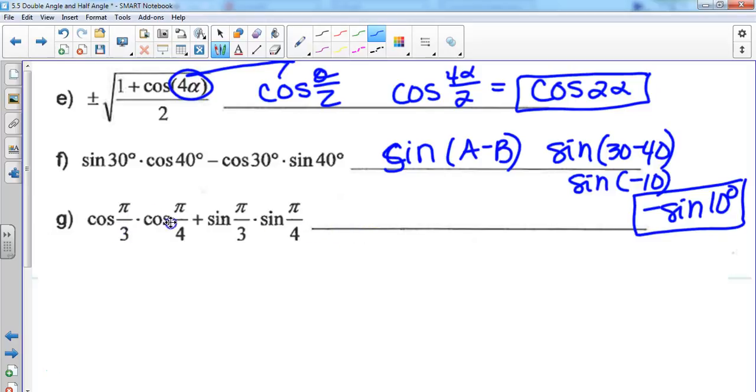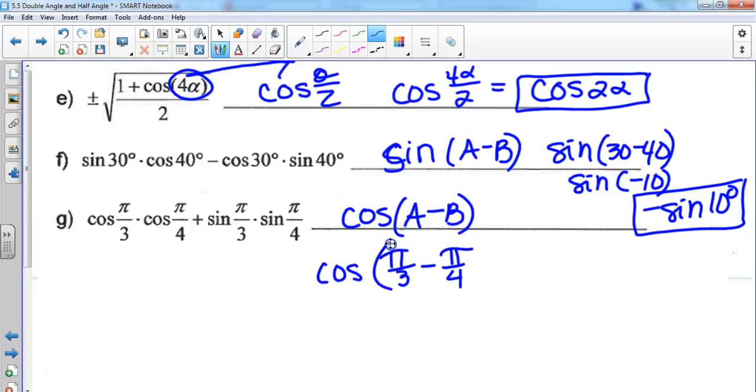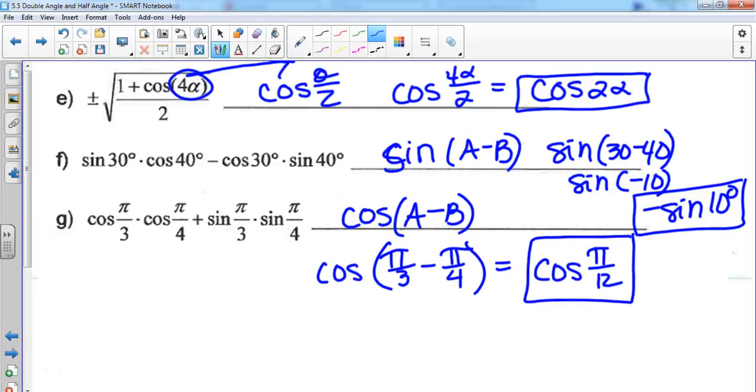Last one for the day. Cosine, cosine plus sine, sine. Cosine, cosine plus sine, sine is? Okay. And what is 1/3 minus 1/4, guys? Cosine of pi over 3 minus pi over 4 is pi over 12. All right. Those aren't hard, right?